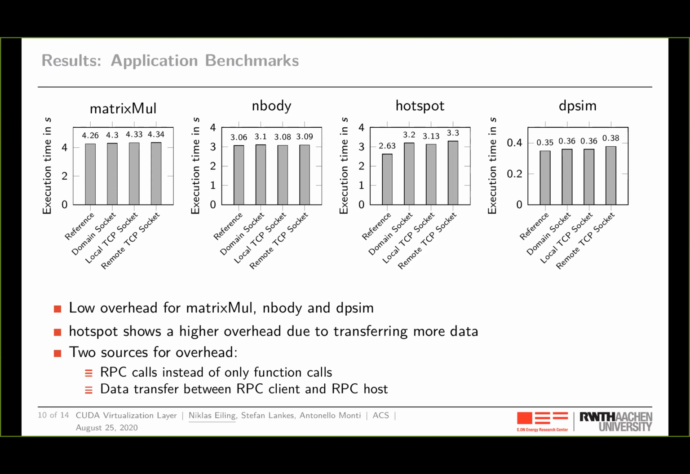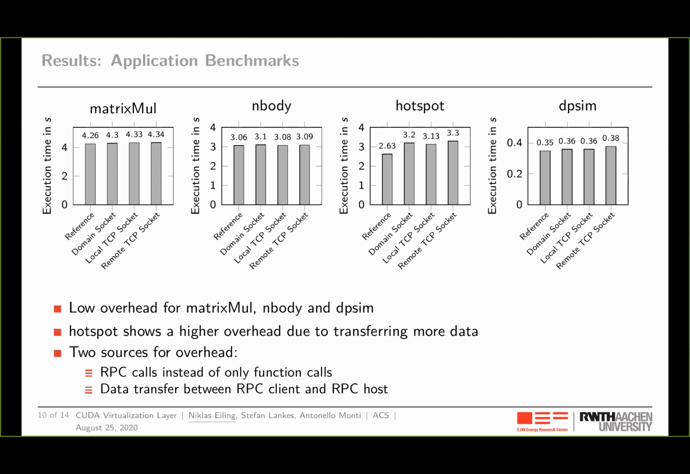As we can see, for matrix mul, n-body, and dpsim, we have a generally pretty low overhead due to the virtualization layer. Only for the hotspot application, we have a higher overhead, which is due to hotspot transferring the most data of all these applications.